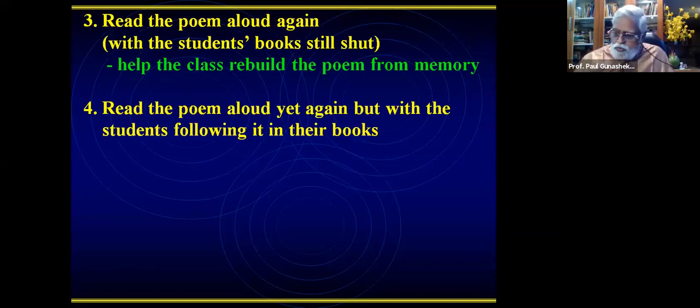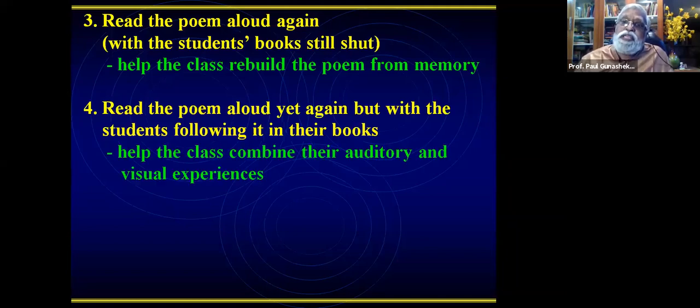Now, this round of reading aloud enables the coupling of two senses, the auditory sense and the visual sense, right? So children are listening to you and looking at the poem, which they didn't do in the earlier two phases. So the ears and the eyes are working in tandem, right?